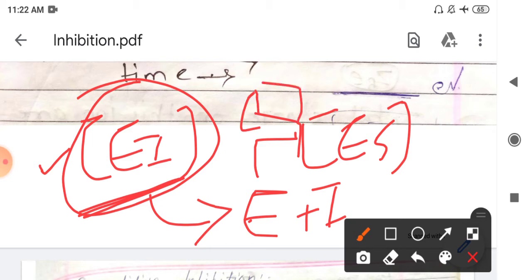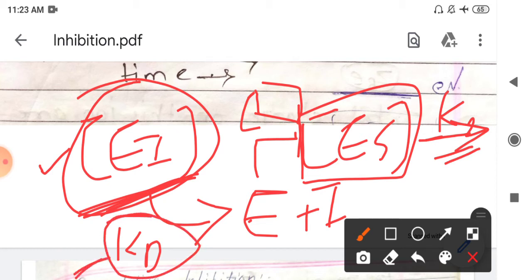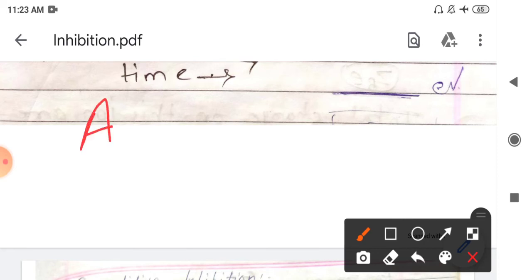So the overall rate of product formation depends upon the concentration of ES, the enzyme substrate complex, and the dissociation constant of this EI complex. Here we have to consider two constants. One is the rate constant for product formation, which was K2, and one new constant that we have to consider is the dissociation constant for the enzyme inhibitor complex.